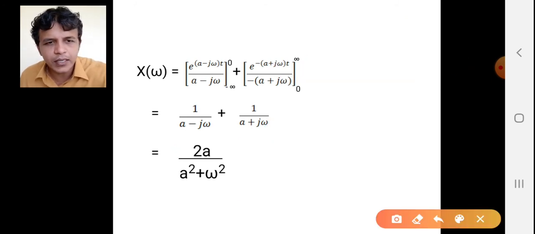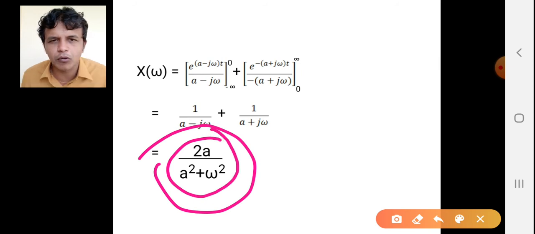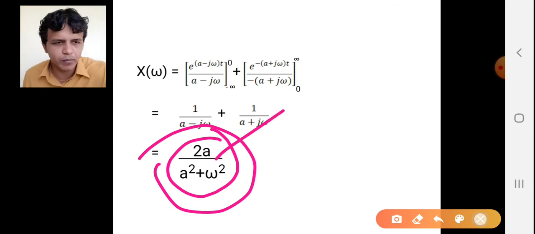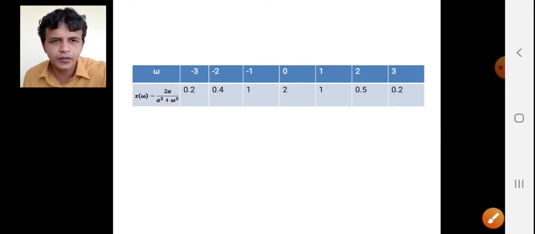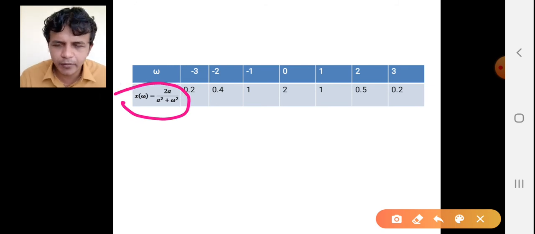Okay, so for this equation, we have X of omega equal to 2a divided by a square plus omega square. When we find the magnitude response, the magnitude equation is square root of real part square plus imaginary part square. We do not have any imaginary part, it is 0. So finally we have square root of 2a divided by a square plus omega square, the whole square. So the root and the square cancel each other. Finally we have the magnitude as the same equation, 2a divided by a square plus omega square. Okay, so the magnitude of X of omega equals 2a divided by a square plus omega square.